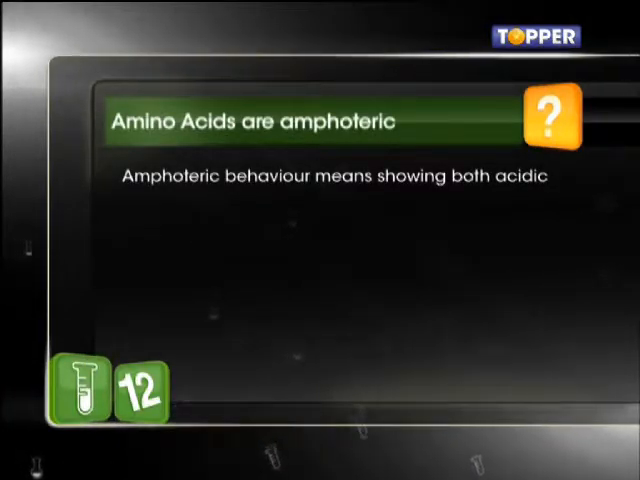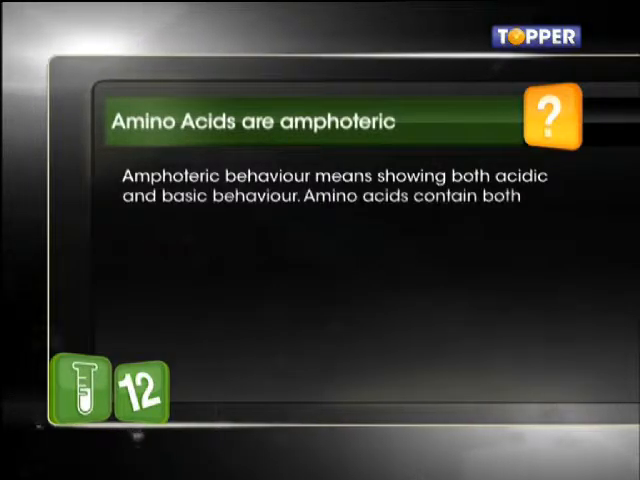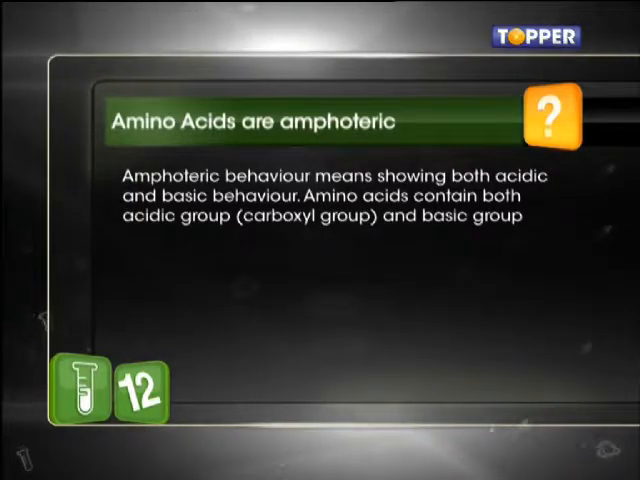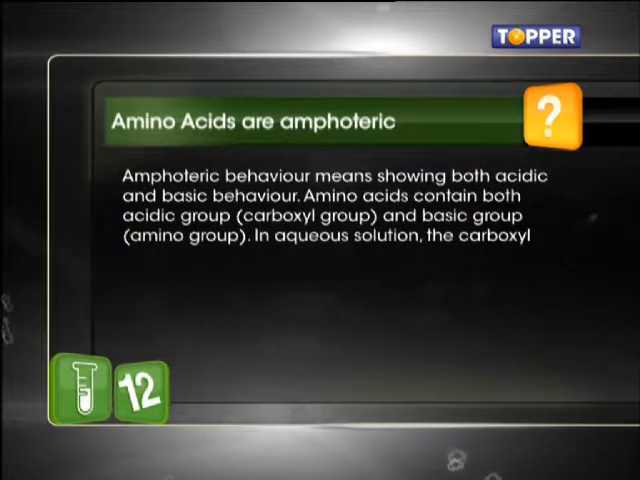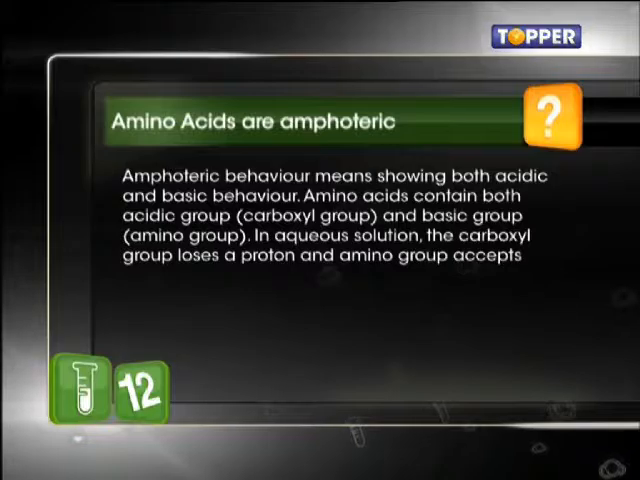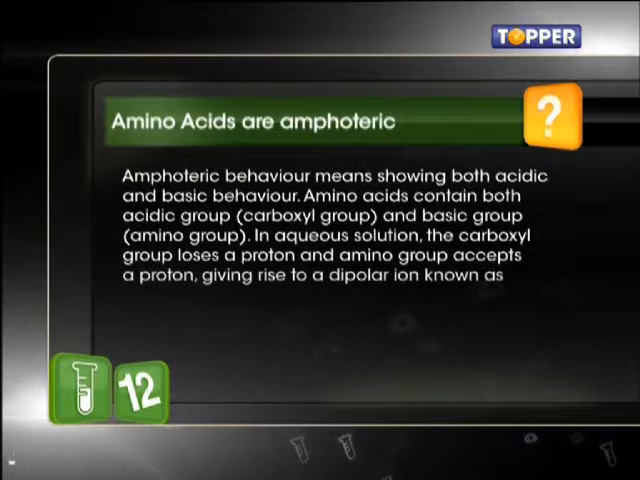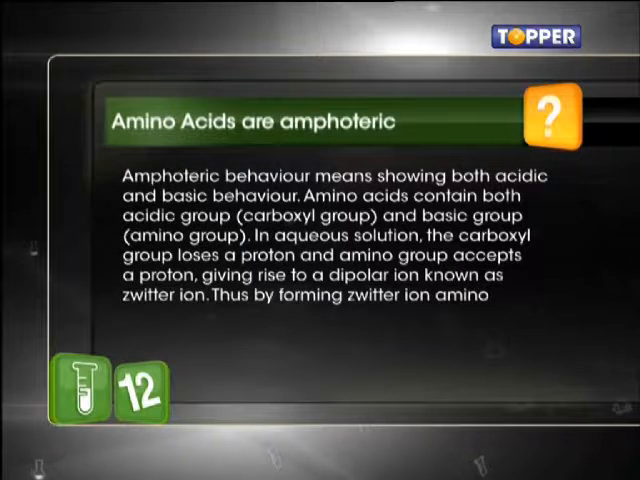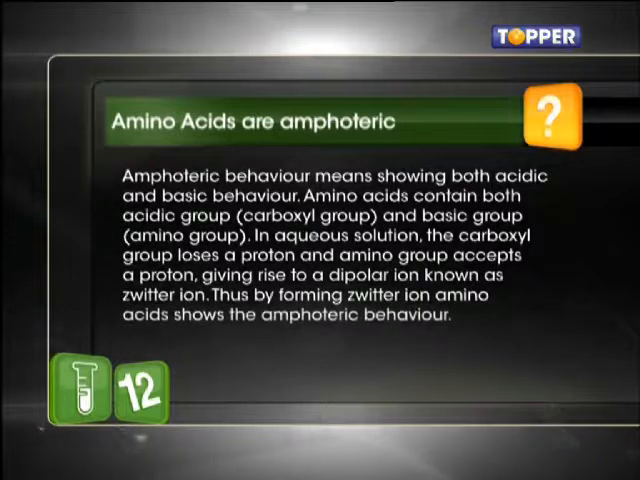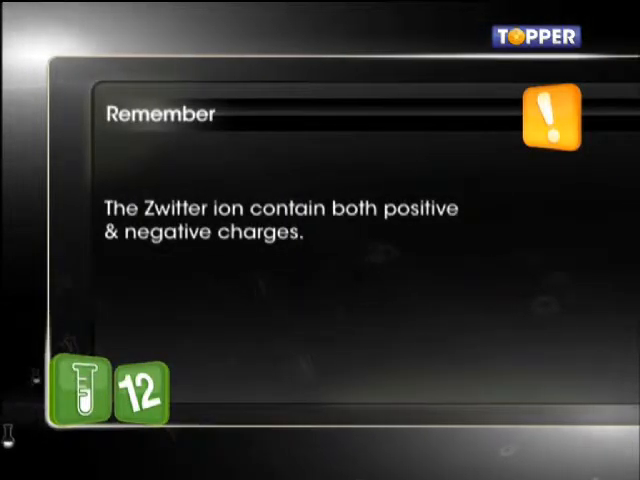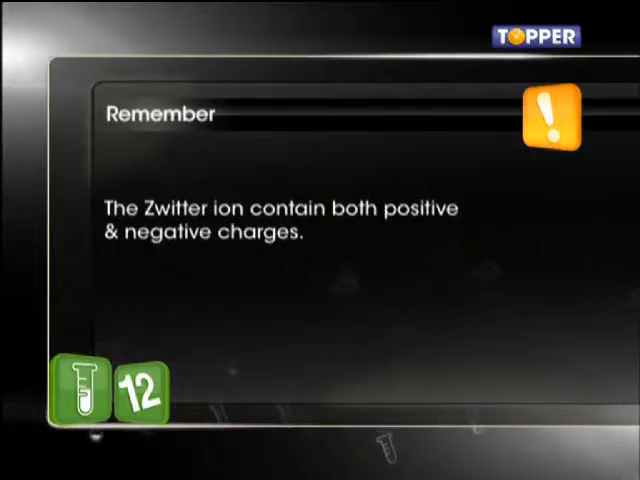Well, amphoteric behavior means showing both acidic and basic behavior. Amino acids contain both the acidic or carboxyl group and the basic or amino group in the same molecule. In aqueous solution, the carboxyl group can lose a proton and the amino group can accept a proton, giving rise to a dipolar ion known as Zwitter ion. So by forming a Zwitter ion, amino acids display amphoteric behavior. Remember that the Zwitter ion contains both positive and negative charges.